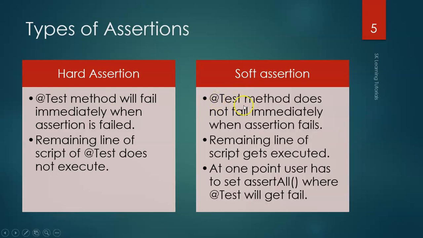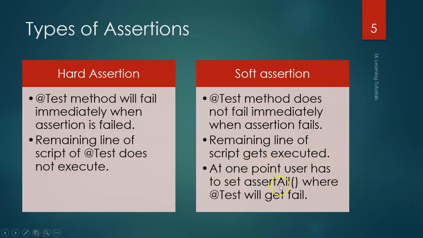So in case of the soft assertion, test method does not fail immediately when assertion fails. We have seen it in the previous video. When the hard assertion is failed, then immediately execution is stopped, which is not the case in the soft assertion. Even though assertion is failed, Selenium will continue the execution. So the remaining lines of code will be executed when soft assertion is failed.